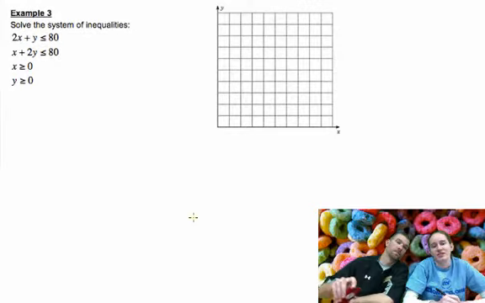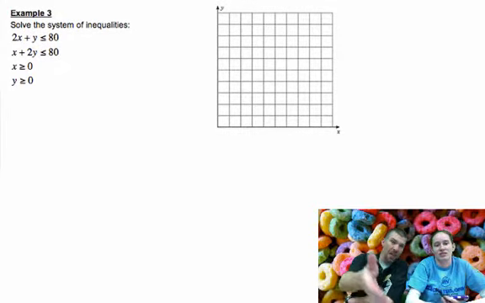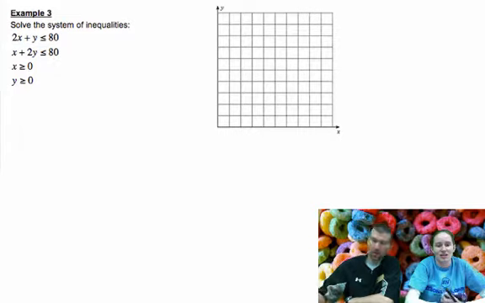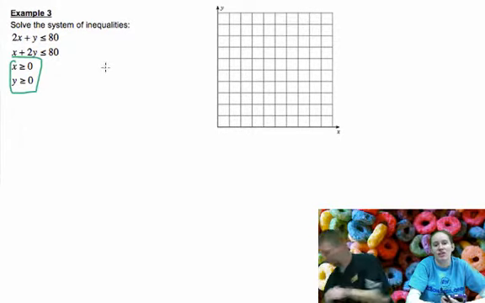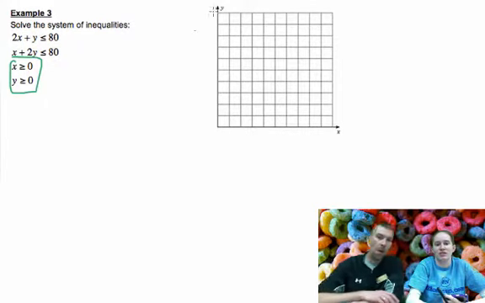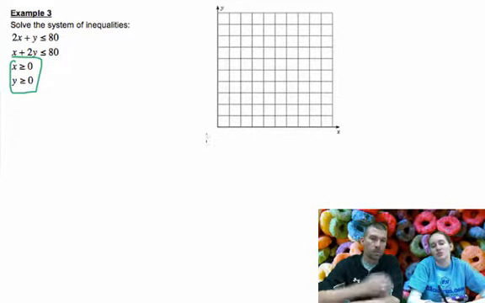All right, here, let's solve this system of inequalities. There are four of them, but that's okay. It's going to be fine because two of them are really easy. X is greater than or equal to 0 and y is greater than or equal to 0 means that we are only going to have the first quadrant. So we almost don't even have to graph those. We just need to make sure we limit ourselves to the first quadrant.